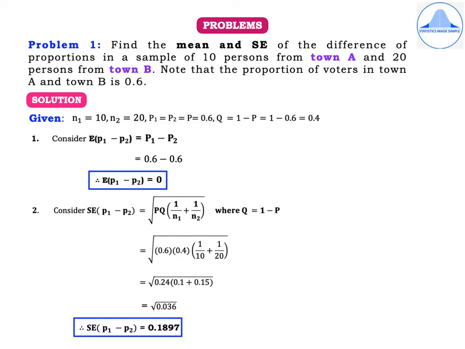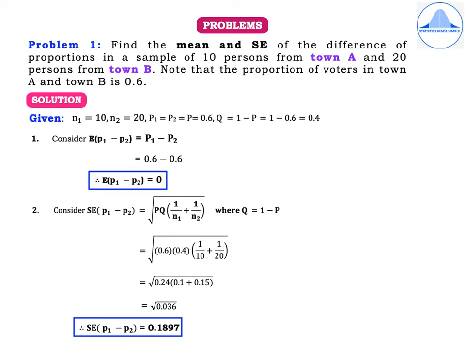So under solution, let us list down the values which are given. So given N1 is equal to 10, N2 is equal to 20, then capital P1 is equal to capital P2 is equal to capital P, which is equal to 0.6. Then calculate Q, which is 1 minus P, which is 1 minus 0.6 is equal to 0.4.